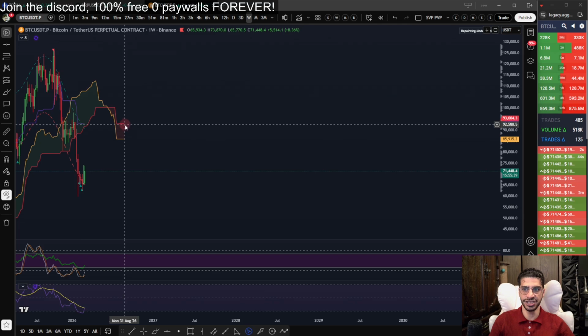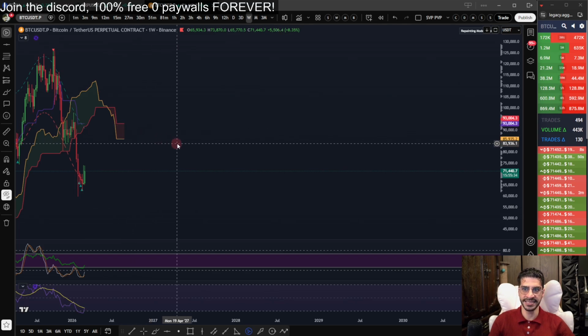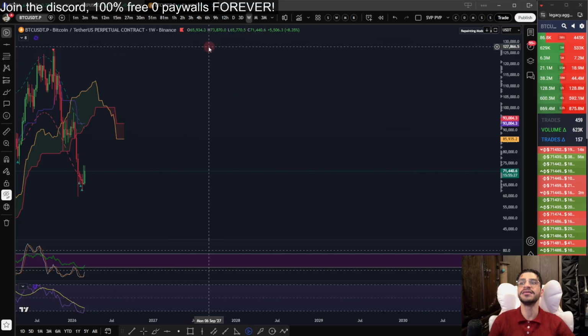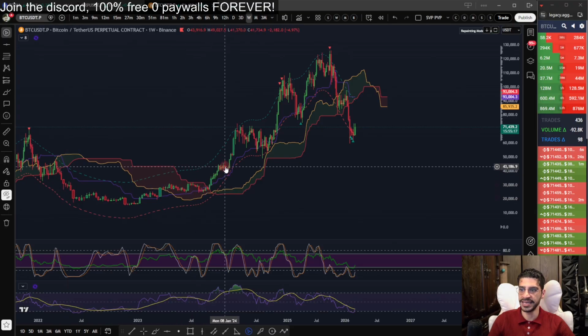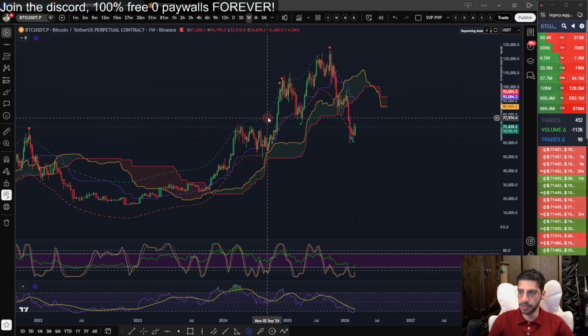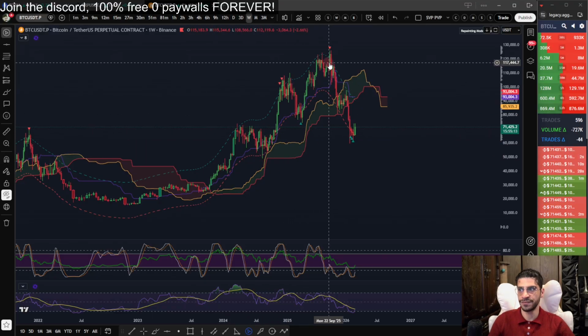We're going to need this Ichi to build a nice little base and start printing itself lower so we know that the resistance is building in an area that we can break and then start the next little rip up, because that's usually what happens. We go sideways for a little bit, we trade well within the Ichi, we break the Ichi, weekly Ichi, and then we start using that Ichi boundary as the bounce for the bull market.